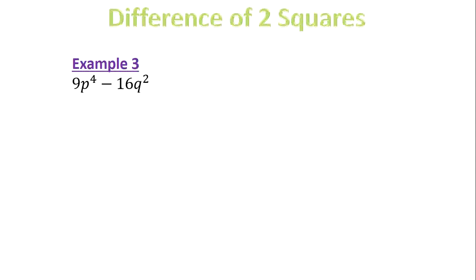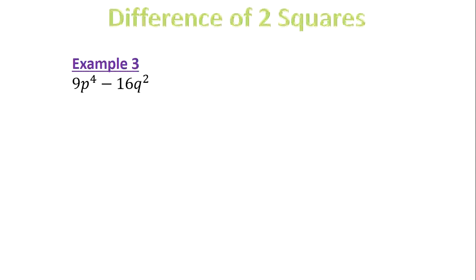So 9 is a perfect square because that's 3 times 3. P to the power of 4, is that a perfect square? Think about it. If I have p squared times p squared, that'll give me p to the power of 4. And so yes, 9p to the power of 4 is a perfect square.